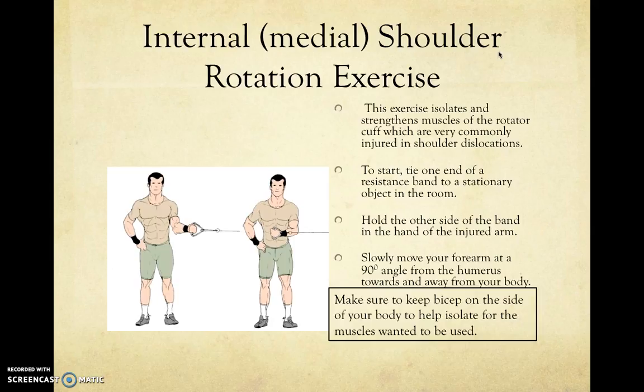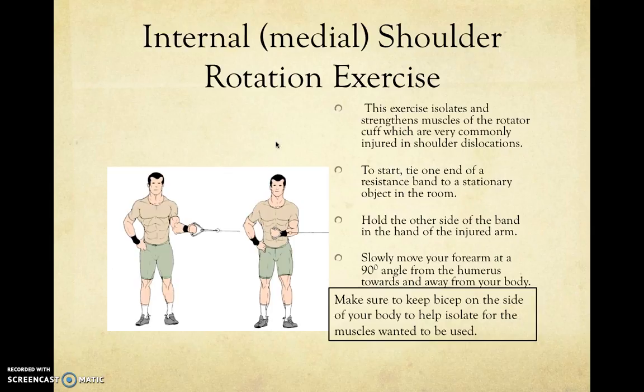The next exercise is the internal medial shoulder rotation exercise. This exercise is meant to isolate and strengthen some muscles of the rotator cuff, which are all very commonly injured in shoulder dislocations. To start, you want to tie one side of a rubber exercise band to a stationary object such as a pole or like a table leg in the room you're exercising in. Then you want to put the elbow of your dislocated shoulder arm against the side of your body with your fist and forearm at a 90-degree angle from your bicep.